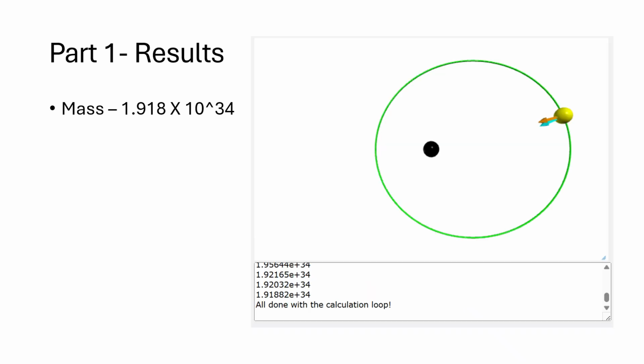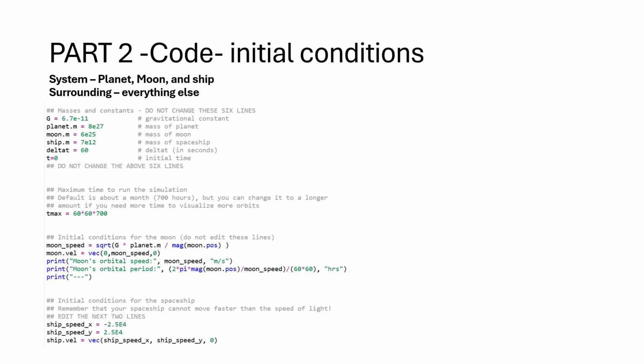And here's the results of part 1. The mass that I found for the black hole was 1.918 times 10 to the 34. This was found by taking each iteration of the mass of the black hole divided by the total iterations that I calculated. Now we are on to part 2 of the lab.